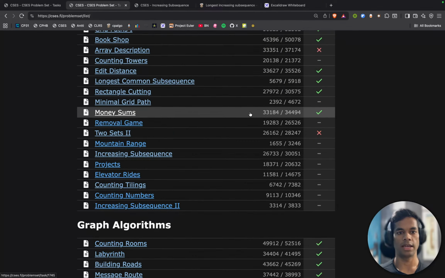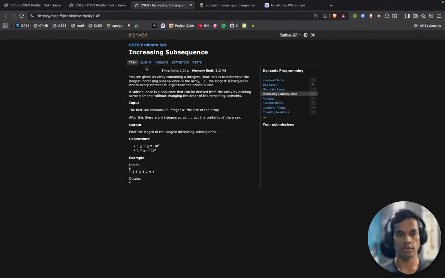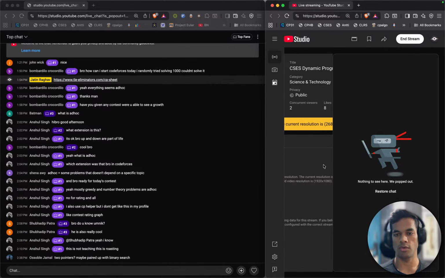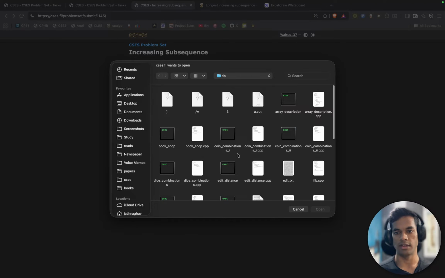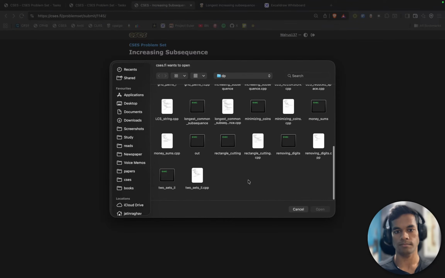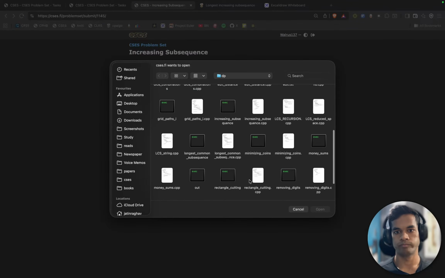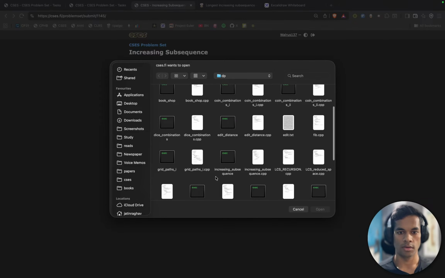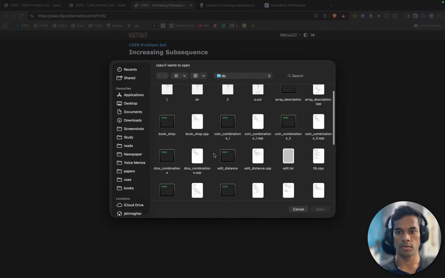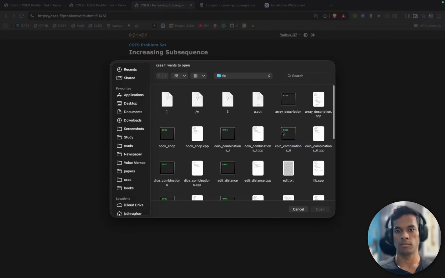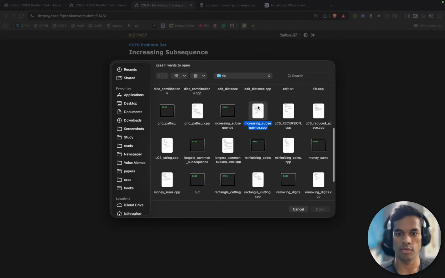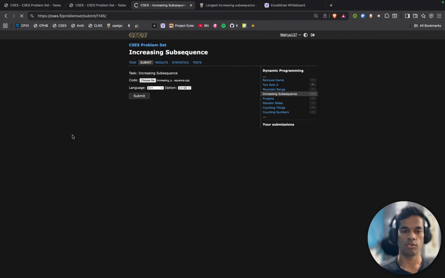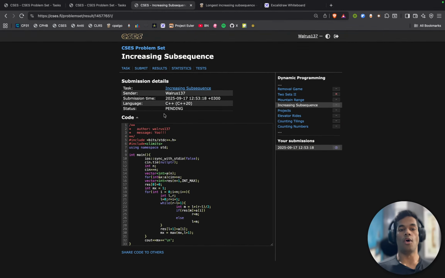Okay, let's submit and see if you got this or not. Let's see how it goes. And it would be cool. Okay, longest increasing subsequence. LCS. Okay, that is not the thing. Increasing subsequence, not longest, just increasing subsequence. This one. And C++20, that is cool. Hopefully.